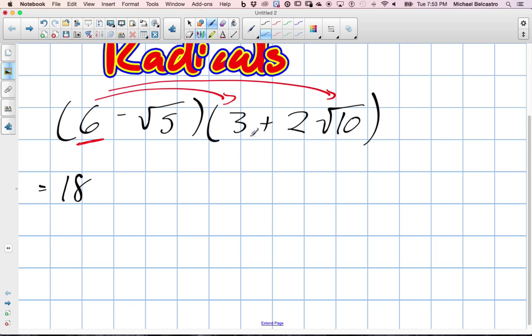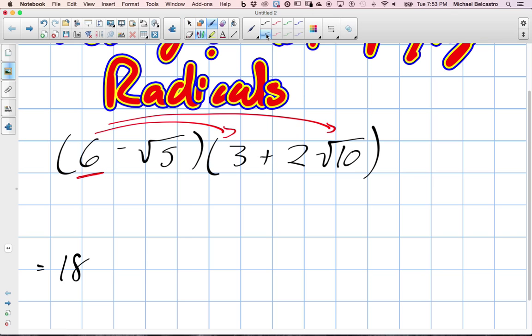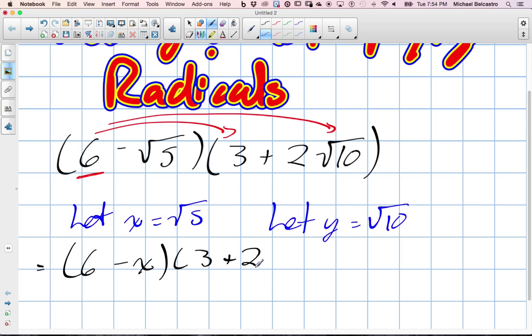Now, this can be confusing in itself, so I'm going to show you a quick trick. Instead of writing them as radicals, because you're usually used to x and y maybe, we're going to write two let statements. Let x equal root 5 and let y equal root 10. The reason I have to give them different variables is because technically the values aren't the same. I'm going to replace root 5 with x and root 10 with y. So before I even get this 18 in here, let's rewrite what we have: 6 minus x and 3 plus 2y.